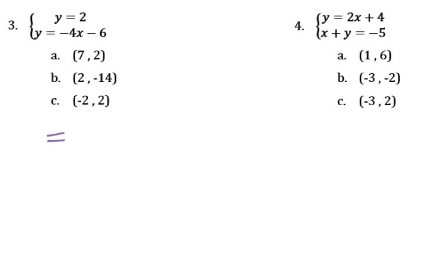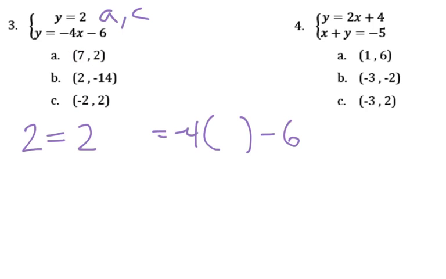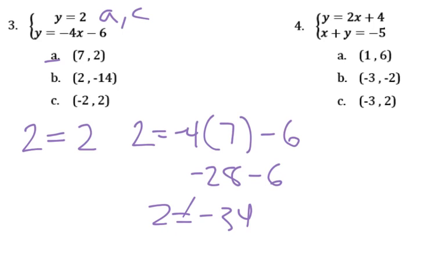So y equals 2 just means we can really only put in the y value. Okay, so we start with A. 2 for y, so it works on the first one, right, which C has a y value of 2. Because there's no x, our x's don't really matter. So I know for the first one, A and C both work. Okay, what about A on the second one? So that would be equal to, that would be 7. Negative 4 times 7, negative 28, minus 6, negative 34. Definitely doesn't work.